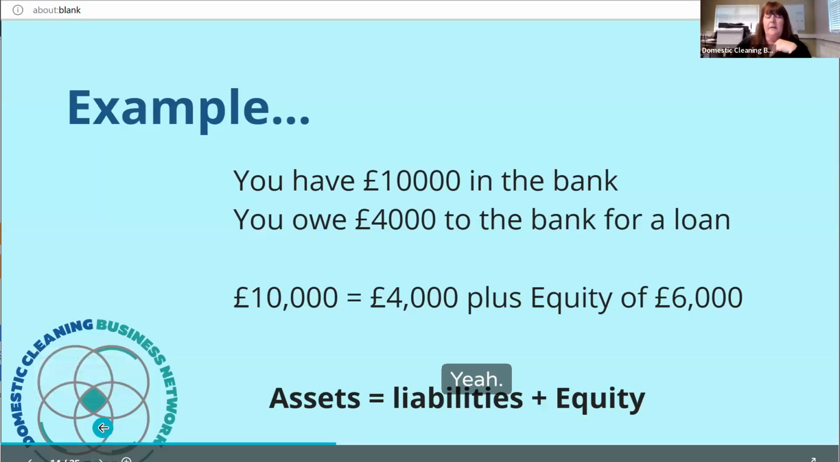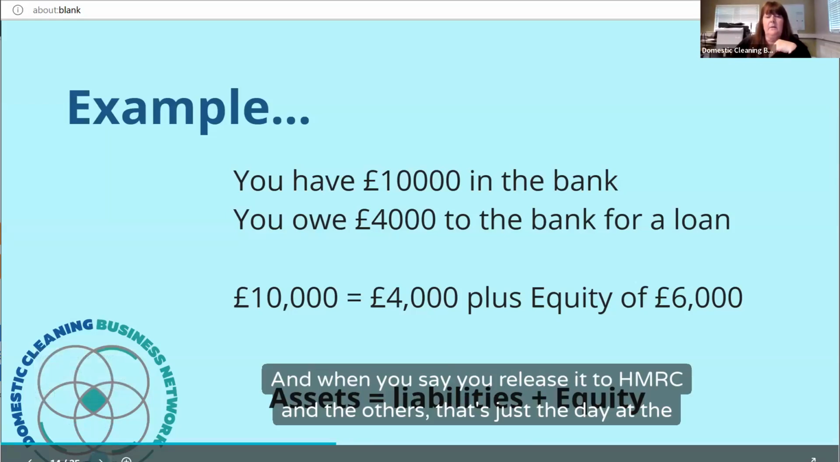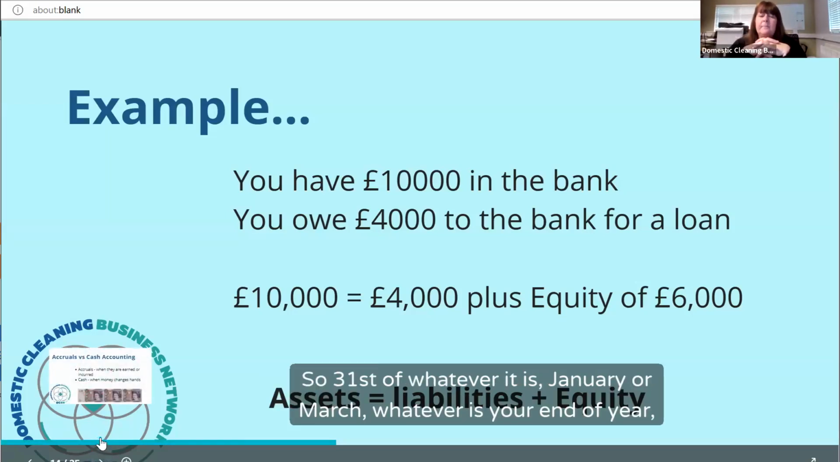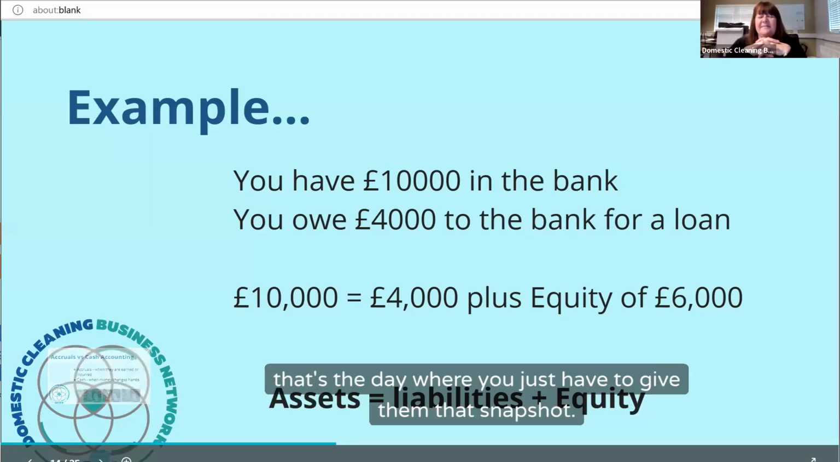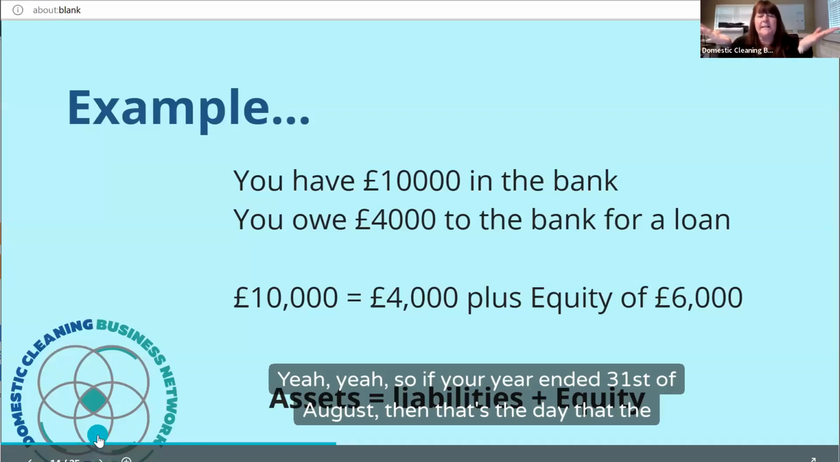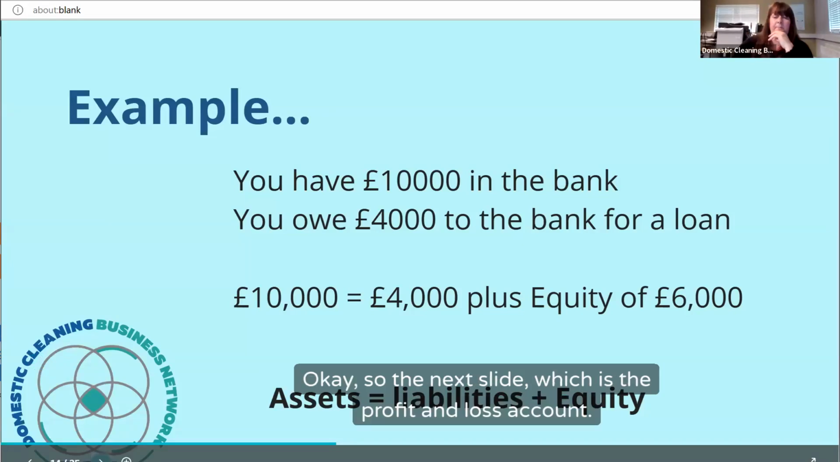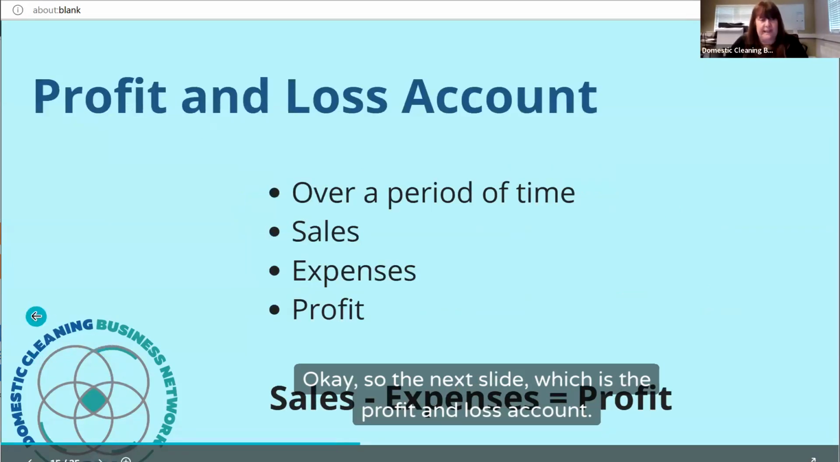Yeah. And when you say you release it to HMRC and the others, that's just the day at the end of the year. So 31st of whatever it is, January or March, whatever is your year end, that's the day where you just have to give them that snapshot. Yeah. So if your year end is 31st of August, then that's the day that the balance sheet is issued for your accounts. The next slide, which is the profit and loss account.